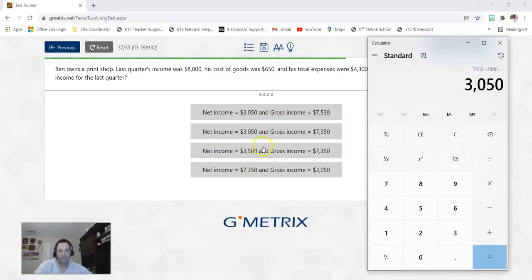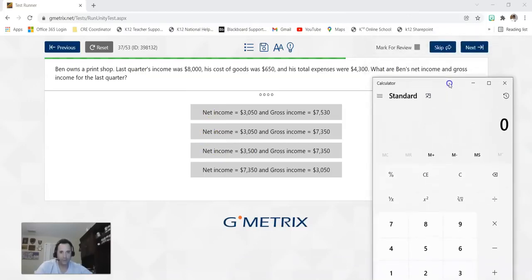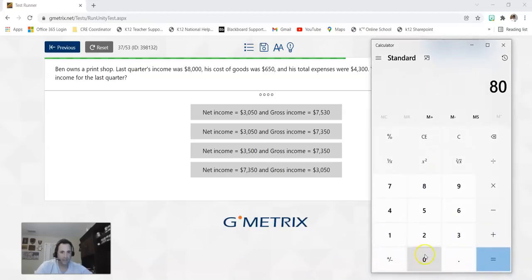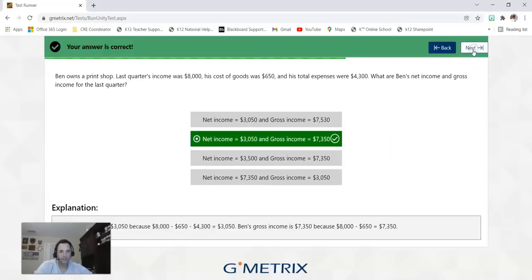Now we have to figure out his gross. The last two answers are wrong, they're out, can't be used. So now we have a 50-50 between A and B. Okay, so now let's figure out gross. Gross is his income minus the cost of goods. So that'd be $8,000 minus $650, which gives $7,350, which would be B.